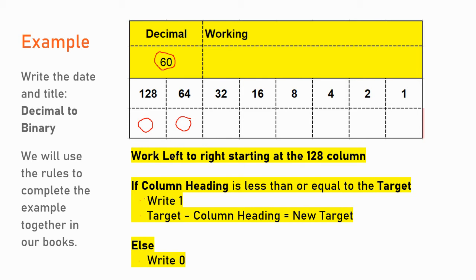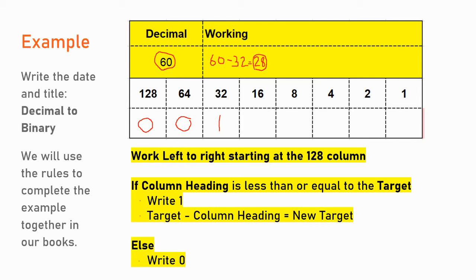Is 32 less than or equal to the target? Well, yes, it is. So the first thing I need to do is write a 1 and then do this calculation where it says working out. Our target is 60, and we need to take away the column heading that we just wrote a 1 in. So take away 32, which equals 28. And then 28 becomes our new target.